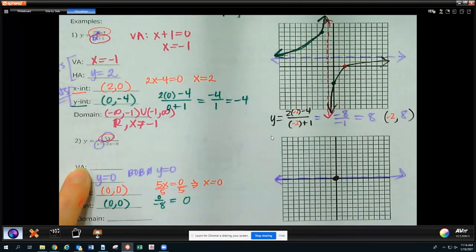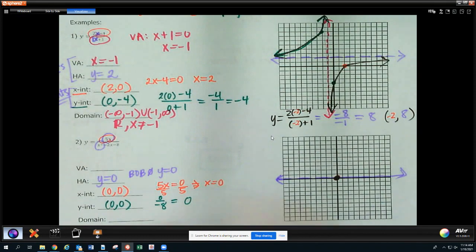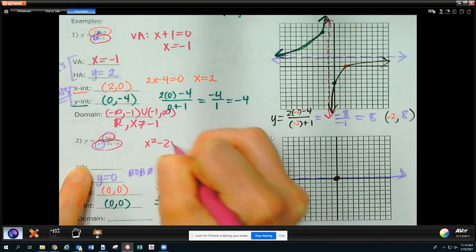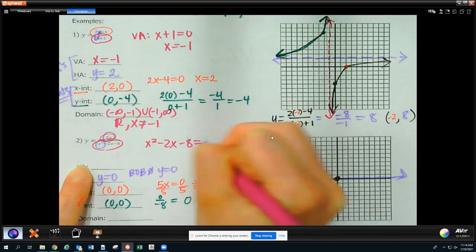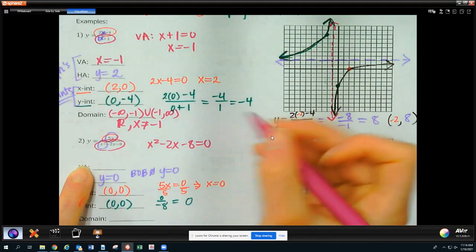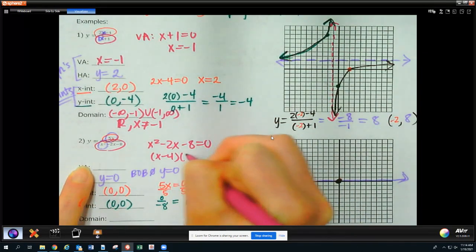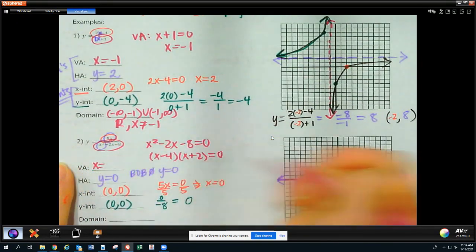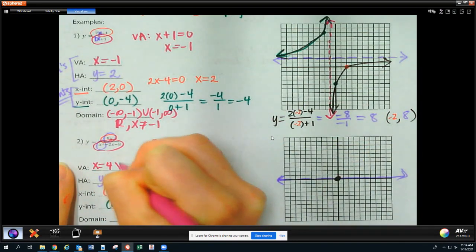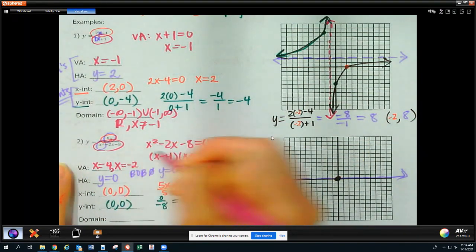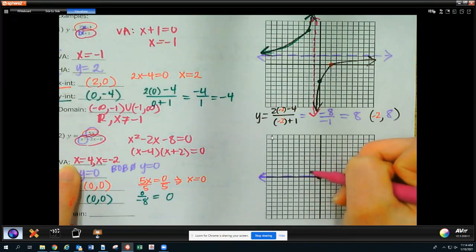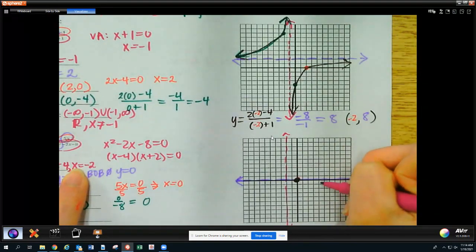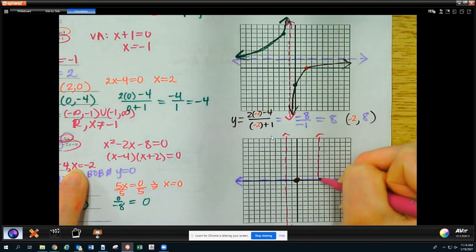Okay, and so for the vertical asymptote, we need to set the bottom equal to 0, which is a quadratic. Got to factor that. Two numbers that multiply to -8, but add to -2. -4 and 2. And so x equals +4 and x equals -2, and put a comma, are our two vertical asymptotes. So I'm going to draw one at -2, and I'm going to draw the other at 4.